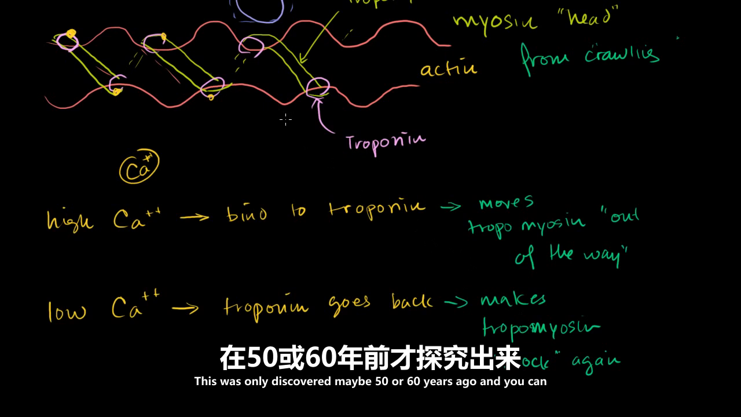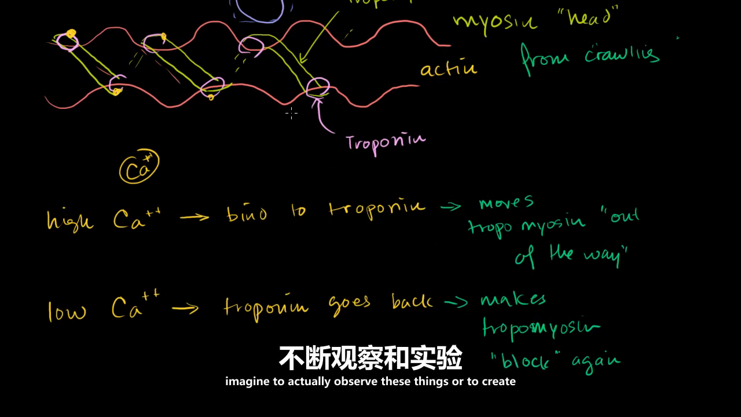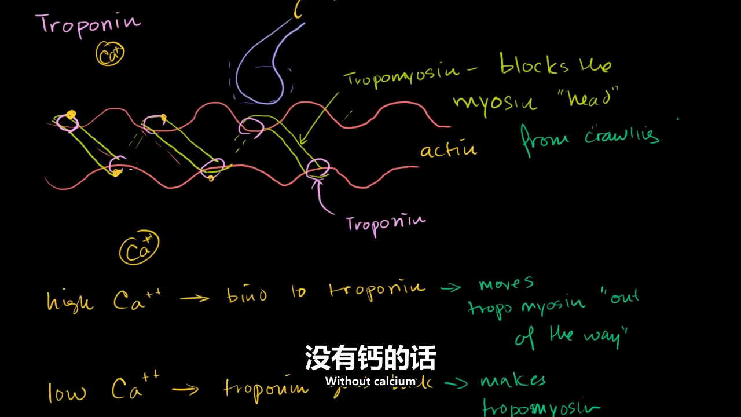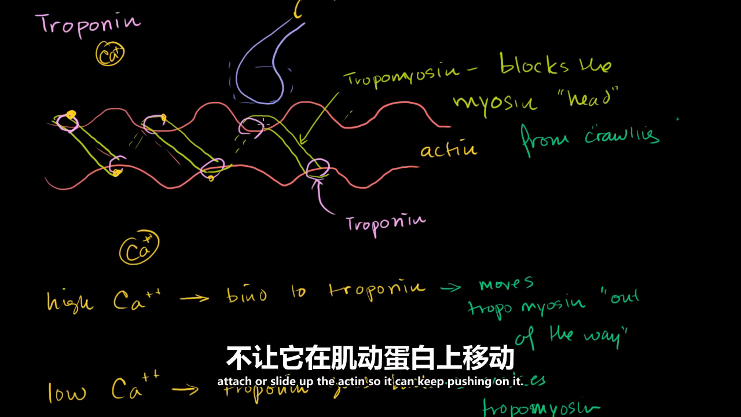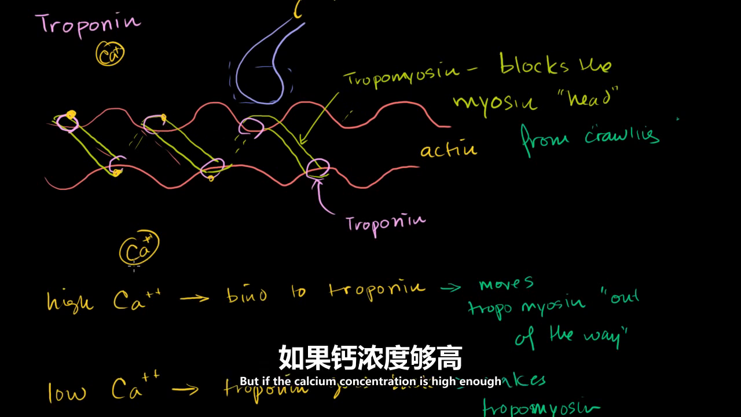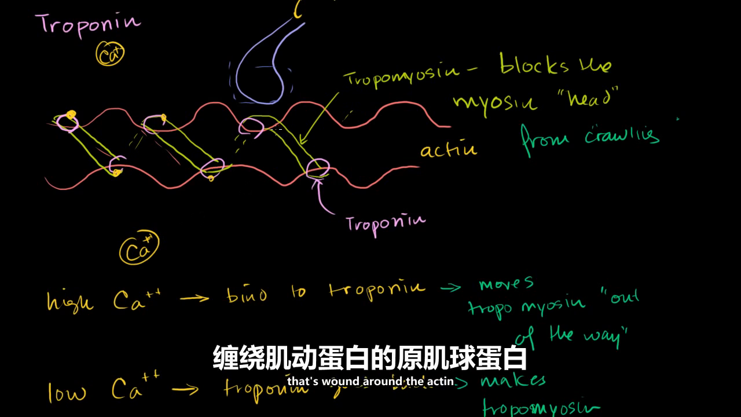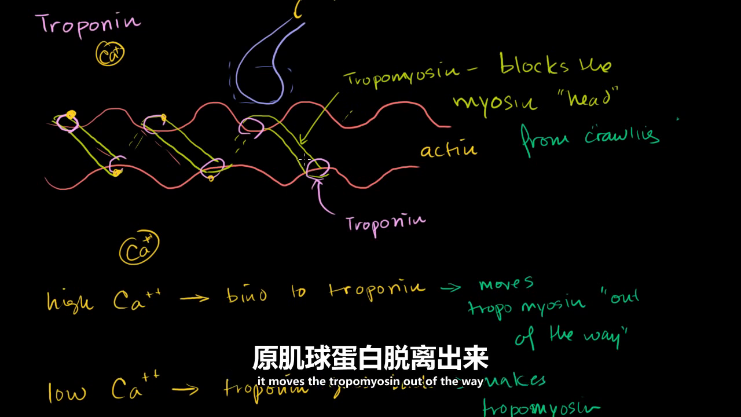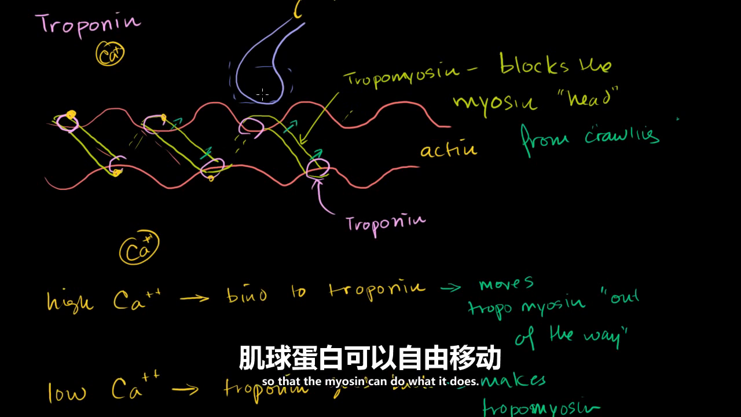So it's actually, I mean, I can't say anything here is simple. This was only discovered maybe 50 or 60 years ago. And you can imagine, to actually observe these things, or to create experiments to definitively know what's happening, nothing is simple. But the idea is simple. Without calcium, the tropomyosin is blocking the ability of the myosin to attach where it needs to attach, or slide up the actin so that it can keep pushing on it. But if the calcium concentration is high enough, calcium will bond to the troponin, which essentially nails down the tropomyosin that's wound around the actin. And when they change their conformation with the calcium ions, it moves the tropomyosin out of the way, so that the myosin can do what it does.